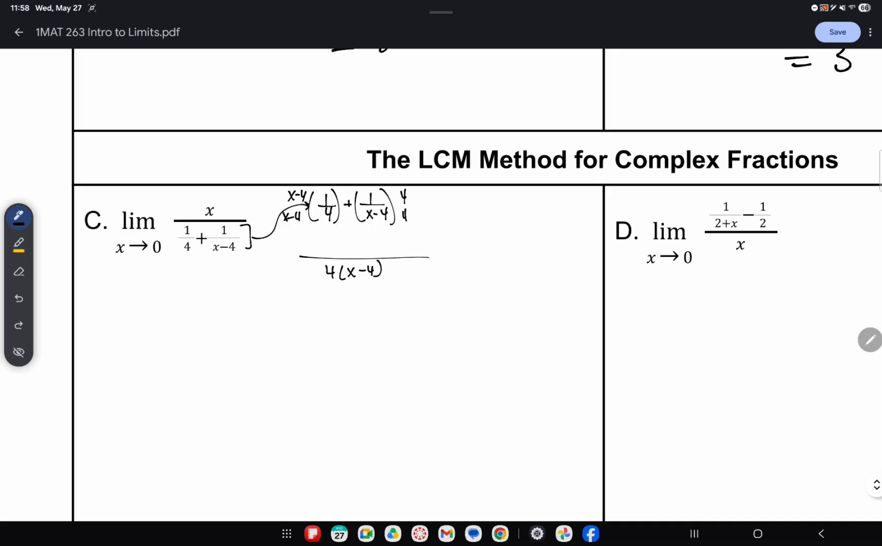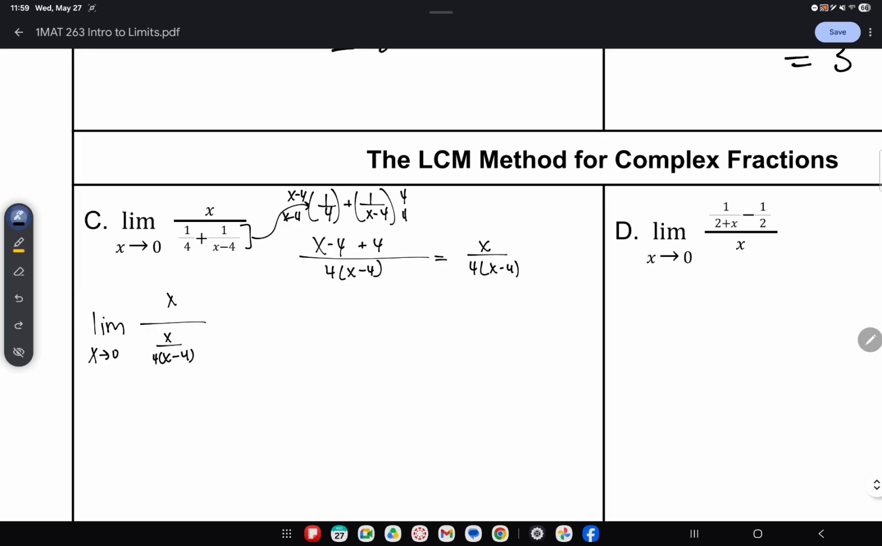And then the numerator, I'll have x minus 4 times 1, so x minus 4. And then I'll have 4 times 1, which is 4. So I'd really get x over 4 times x minus 4. And that is the denominator. So I have the limit as x approaches 0 of x over 4 times x minus 4. All right.